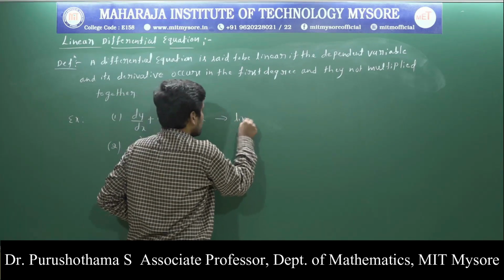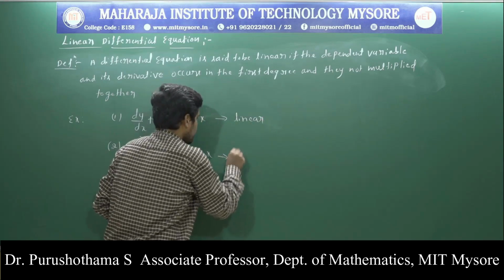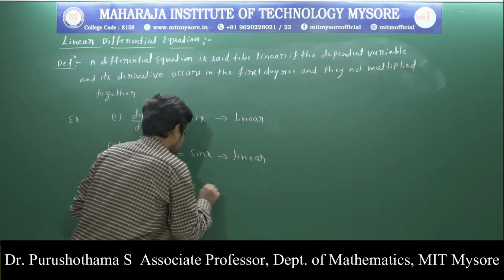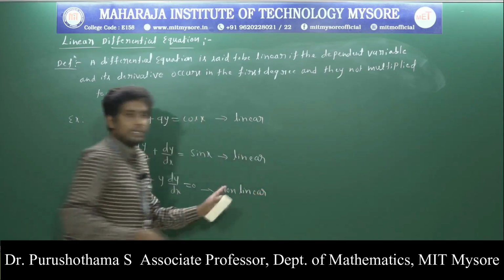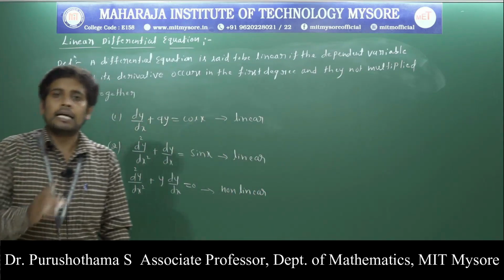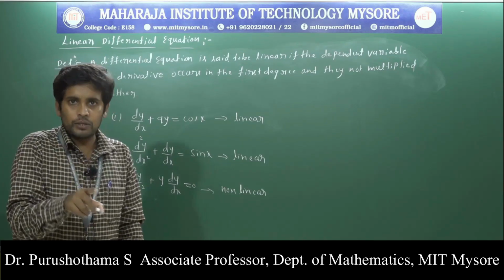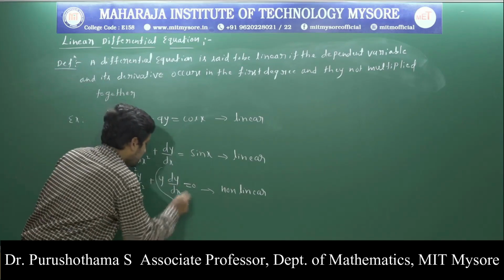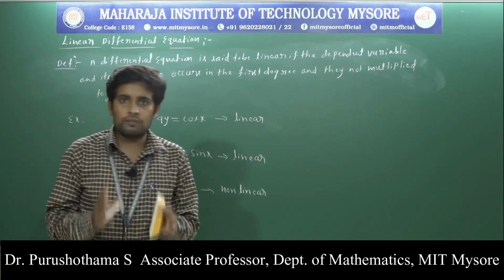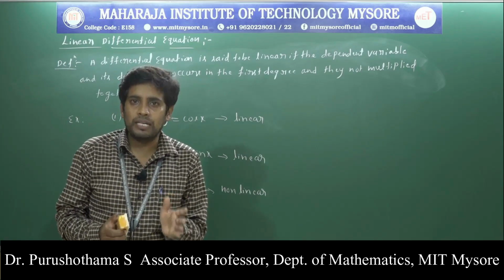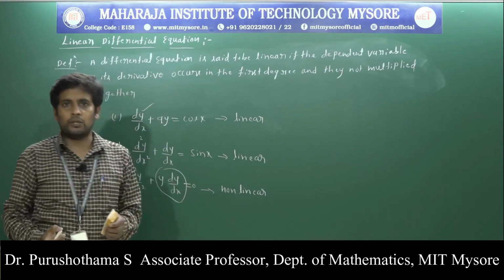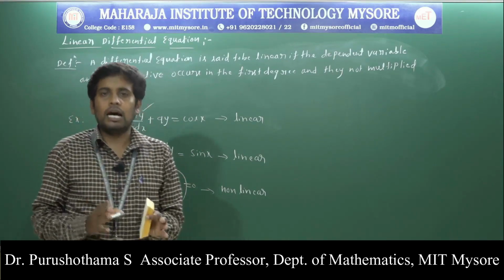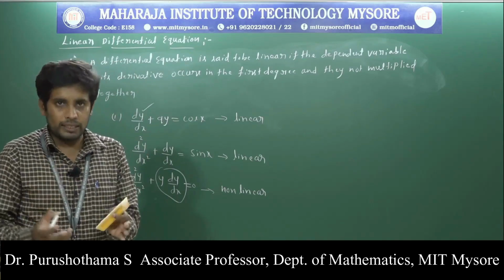The second is also linear. The last one is a non-linear differential equation. It is not a linear differential equation because the dependent variable and its derivative are multiplied together. Linear differential equation means an equation is said to be linear if the dependent variable and its derivative occur in the first degree and they are not multiplied together. Okay.